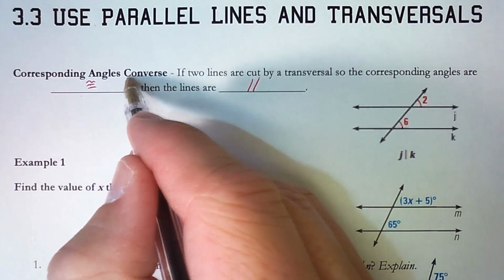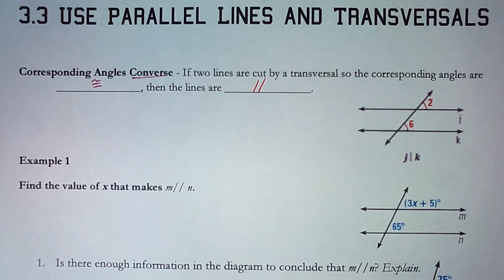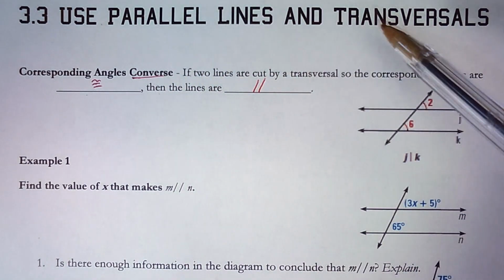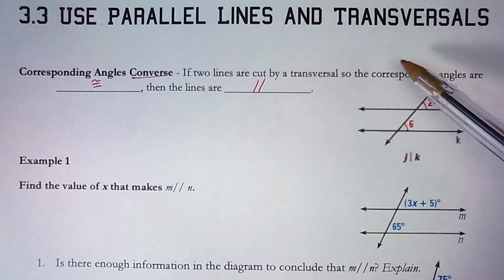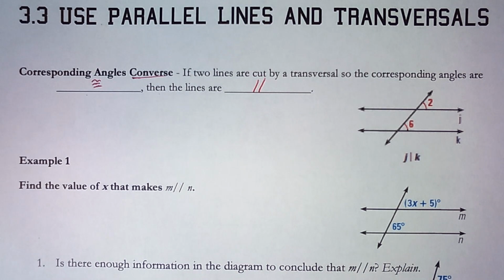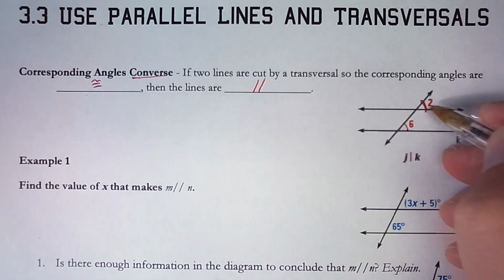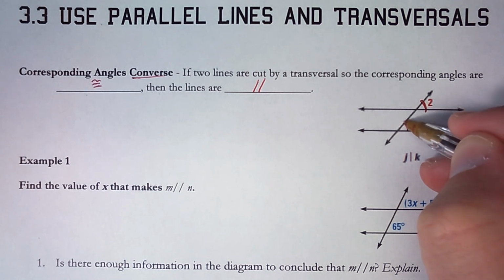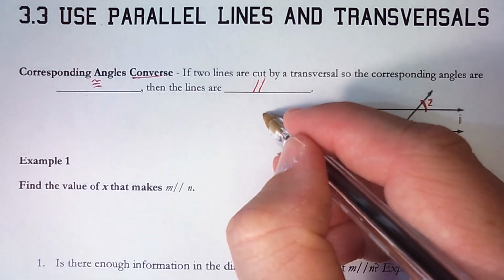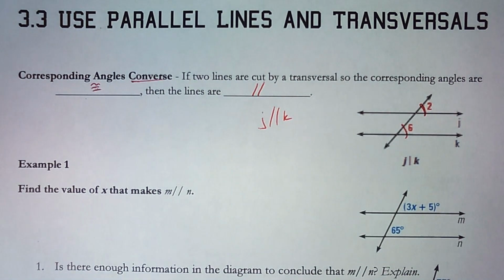What converse means is you take the if part and the then part and switch them. Okay, so the converse is backwards. If two lines are cut by a transversal so corresponding angles are congruent, then lines are parallel. So if angle 2 and angle 6 here are congruent, then line J is parallel to line K.